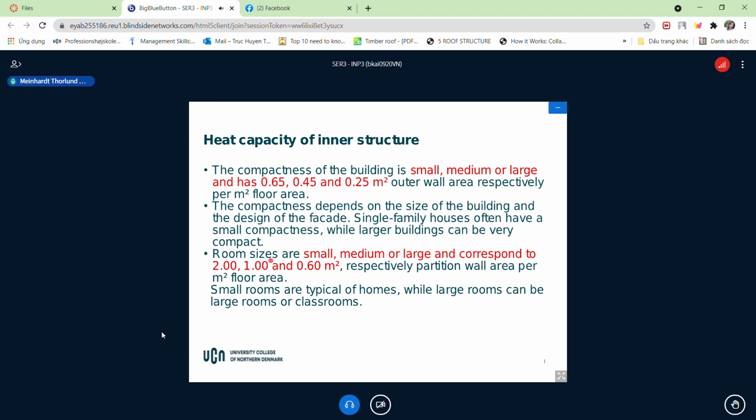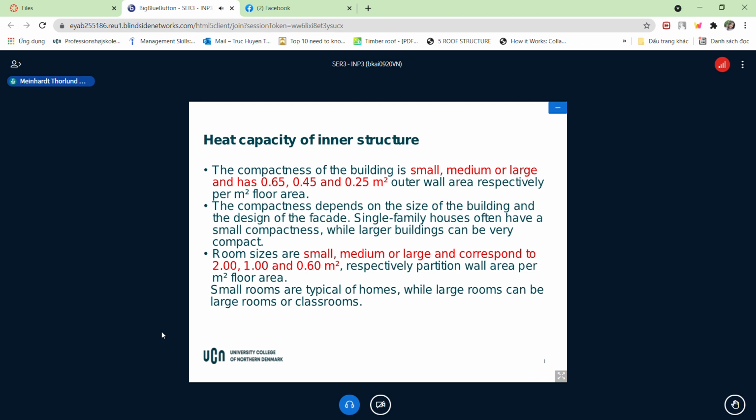And the same with the room sizes, small, medium, large, corresponding to 2, 1, or 0.6 square meters. So basically, how many square meters of partition wall area per square meter. This is something you can also calculate, or you can just evaluate depending on the types. It says here, small rooms are typically homes, while large rooms would be classrooms or offices. Okay.